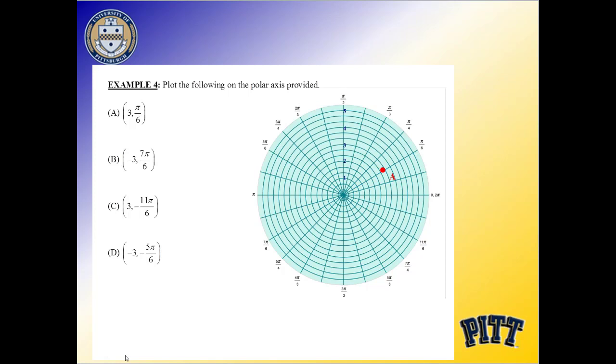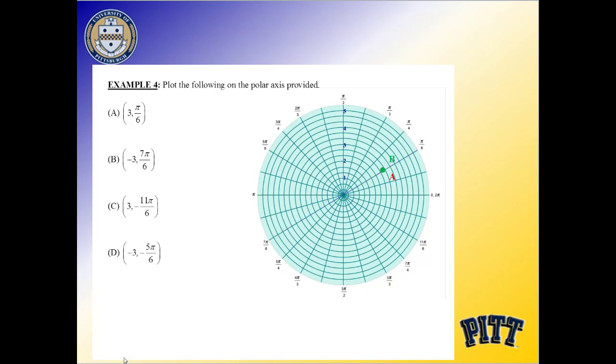Negative 3, 7 pi over 6. Well, 7 pi over 6 would point down here. Negative 3 means, again, where I'm at the center here, that's where 0 is, so I'm going to move in the direction opposite of where the arrowhead is. So I'm going to move 3 out that way. That puts me in the exact same location.